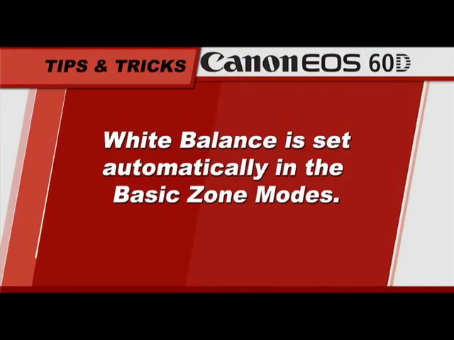If natural-looking colors cannot be obtained with auto white balance, you can set the white balance manually to suit the respective light source. In the basic zone modes, the white balance will be set automatically. Your camera will attempt to automatically determine the white balance when it's set in the auto white balance mode. This is the default setting, but you can get better results by setting a preset white balance or by manually customizing the white balance. Here are some of your options.